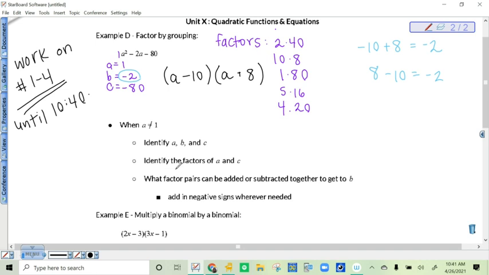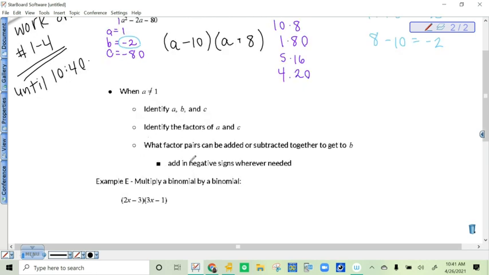And then we need to look at the factors of both A and C. And then look at which factor pairs can be added or subtracted together again to get to B. But now we're not just looking at one pair of numbers, so two numbers. We're going to be looking at two pairs of numbers. So that's 4 numbers total that we have to combine together to get to B.